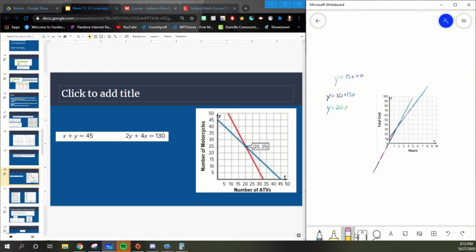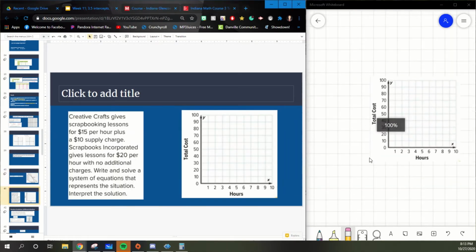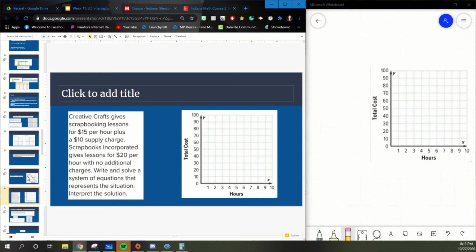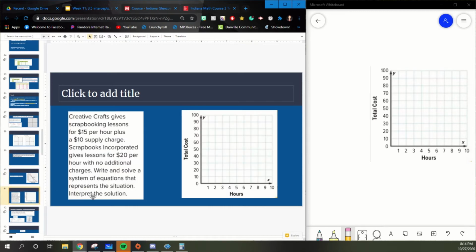So let's go ahead and look at this next problem I have for us. Sorry, we have 20, 25. And that means this point intersects at the point that he has. He has 20 ATVs and 25 motorcycles. That's the point where both of them have the equal number of wheels. Just make sure you can interpret that solution, because in this one we have to interpret our solution.